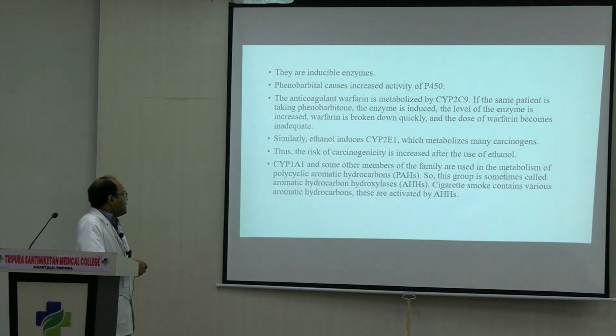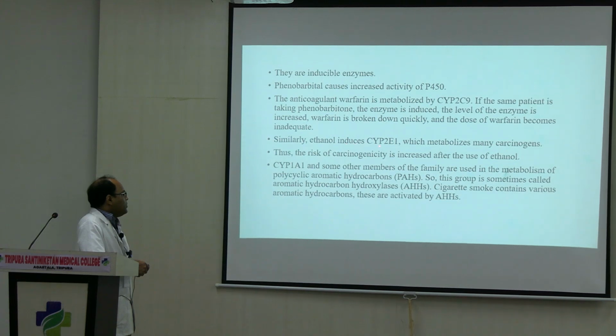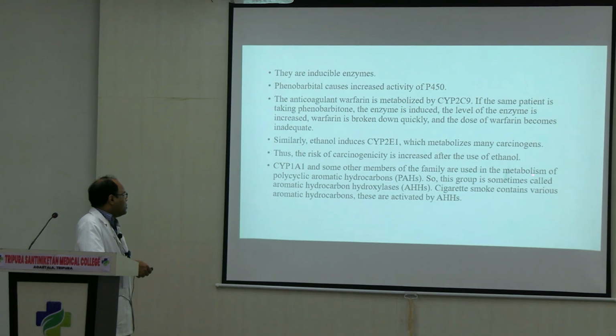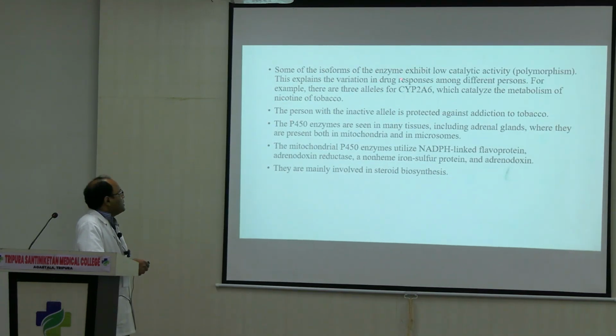Similarly, ethanol induces CYP2E1, which metabolizes many carcinogens. Thus, the risk of carcinogenicity is increased after use of ethanol. CYP1A1 and some other members of the family are used in metabolism of polycyclic aromatic hydrocarbons (PAHs), so this group is sometimes called aromatic hydrocarbon hydroxylases. Cigarette smoke contains various aromatic hydrocarbons, which are activated by these enzymes. Some isoforms of the enzyme exhibit low catalytic activity.